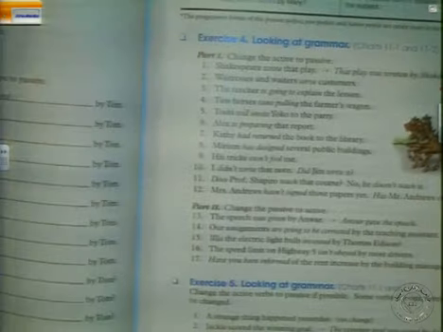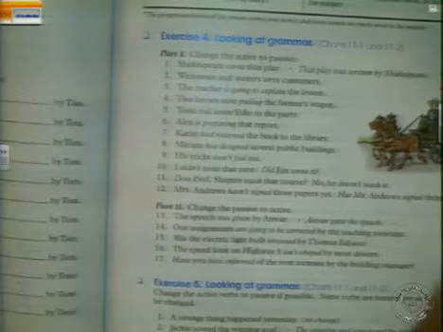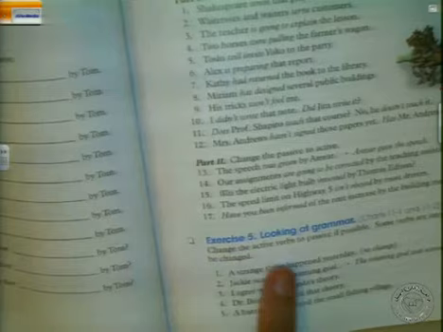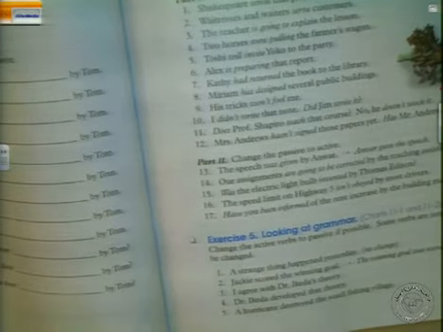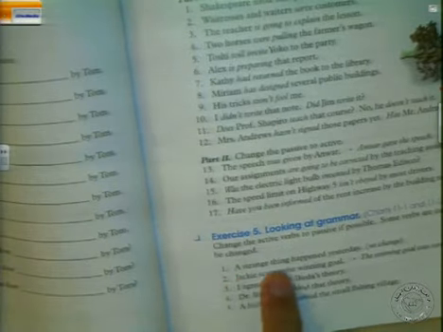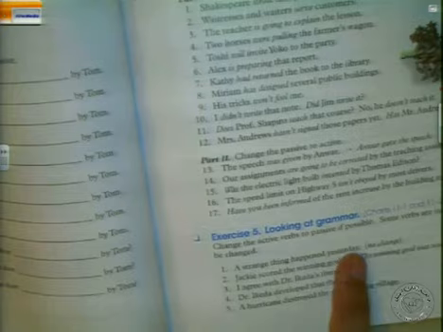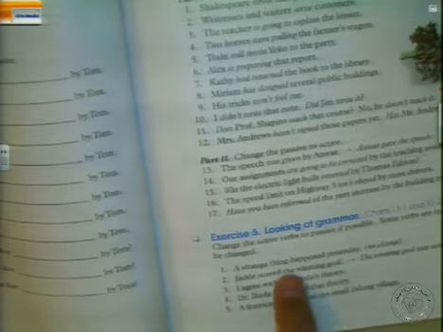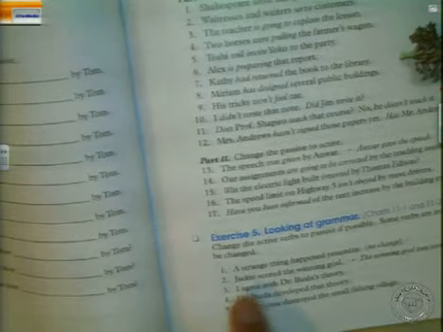Now let's go down the page. Yes, here, exercise 5, page 213. You will see an exercise. A strange thing happened yesterday. No change. This is already in the passive voice. Number 1 here. A strange thing happened yesterday. And then we have Jackie scored the winning goal. The winning goal was scored by Jackie.